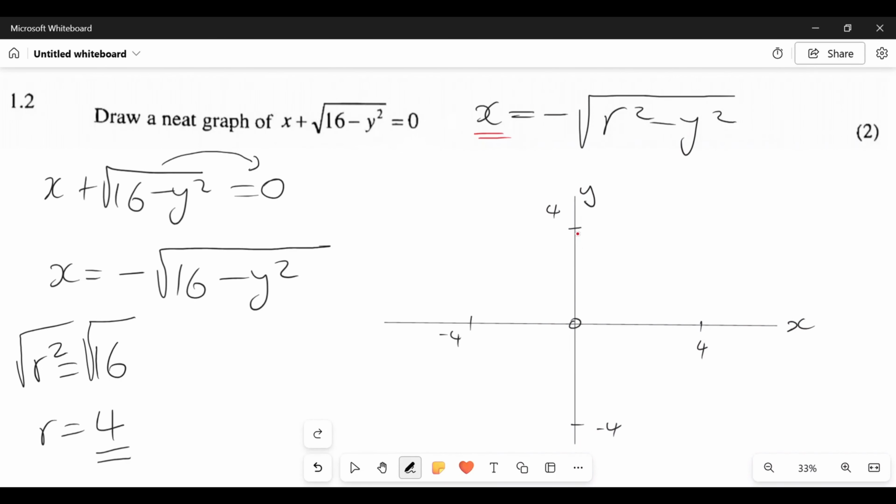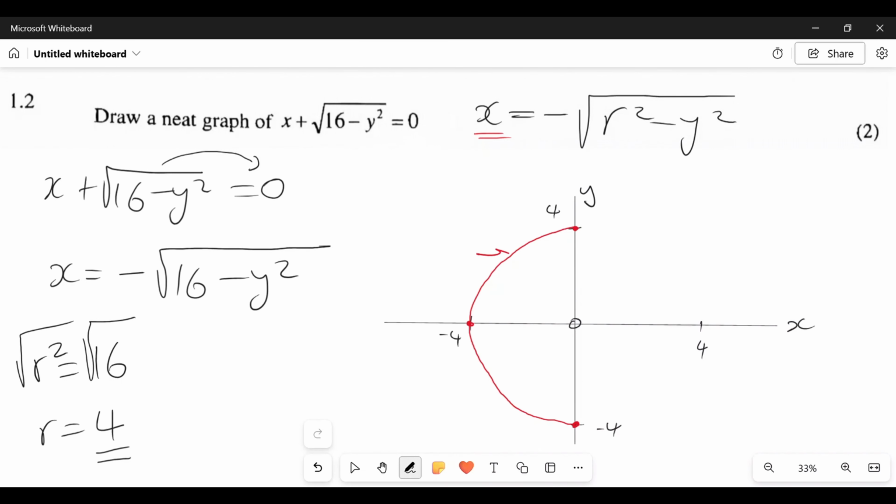So remember, our radius is 4. The point where we're going to cut our graph is positive 4 on the y-axis, and then on the x-axis it is going to be negative 4, because remember we have the negative, right? And then on the y-axis it is going to be negative 4 again. You just connect the dots like this, guys. There we go. So this is our semicircle, guys.